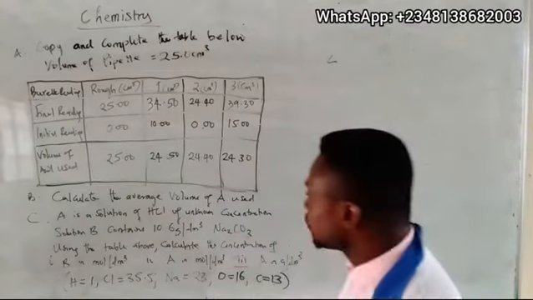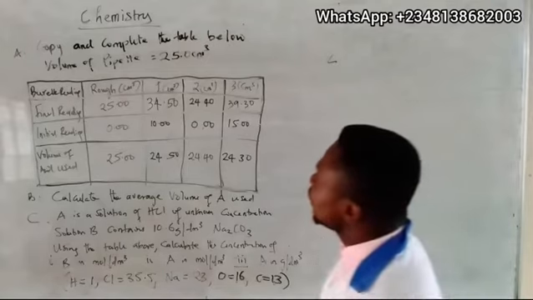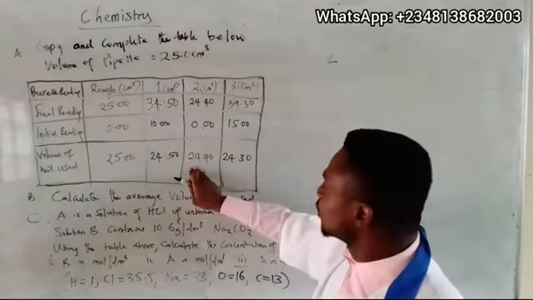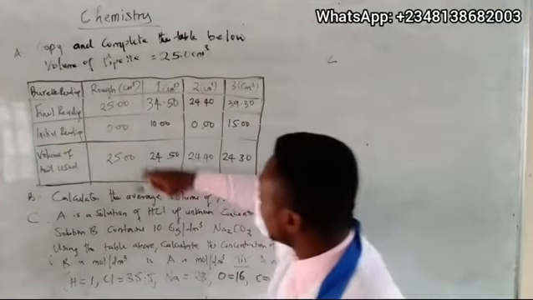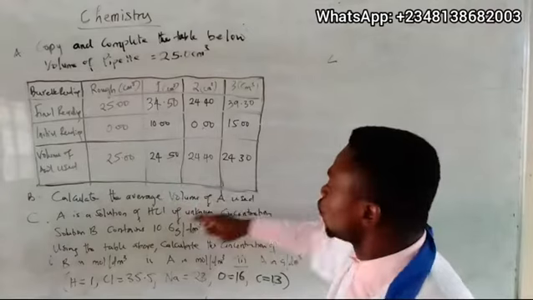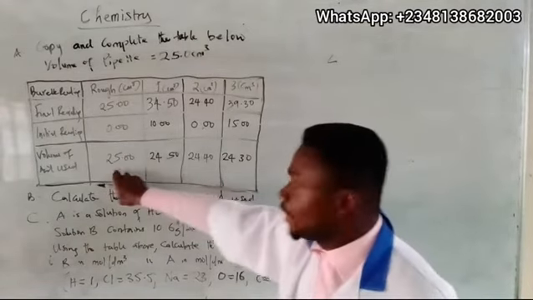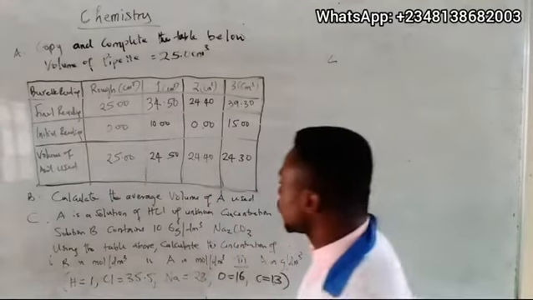Question B says, calculate the average volume of A used. Now this is the first titration, second titration, third titration. So to get the volume of the acid used, we add this, don't add this please. We add this, and this, and divide by 3. So let's go.